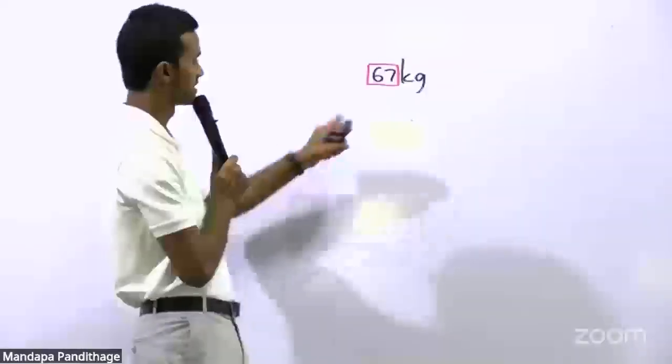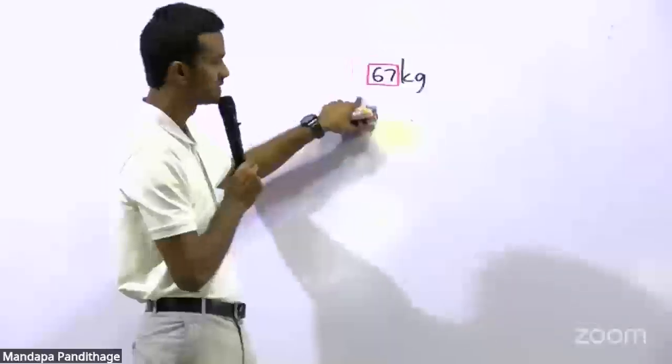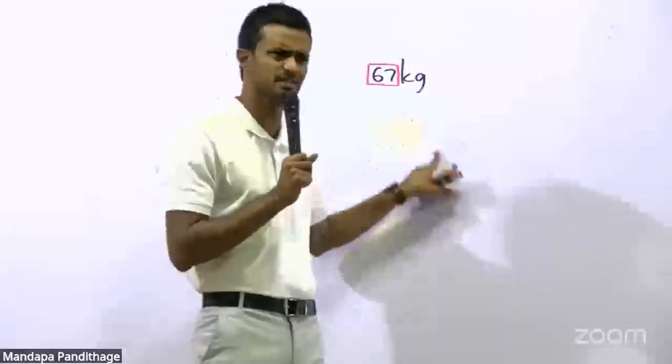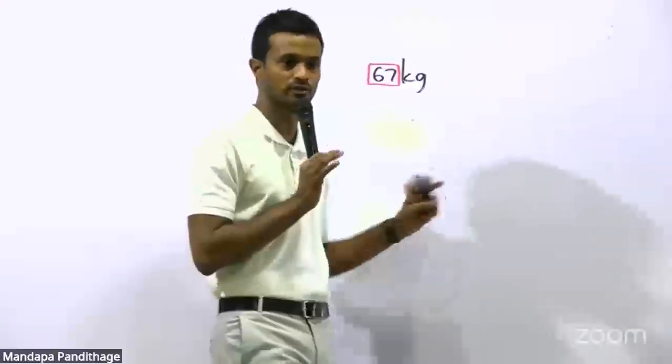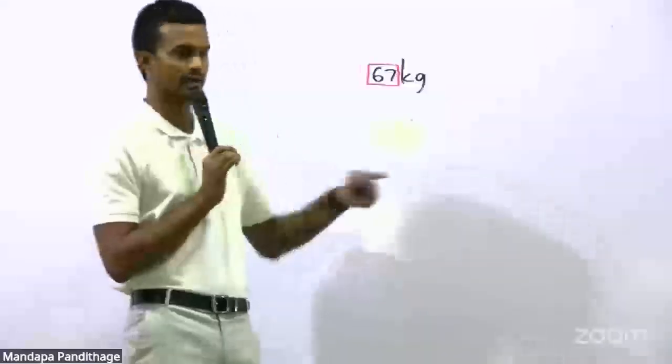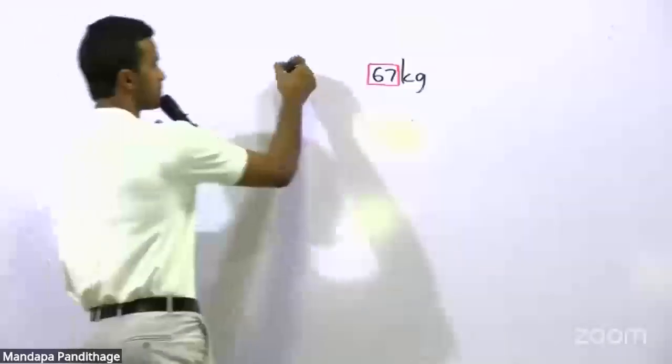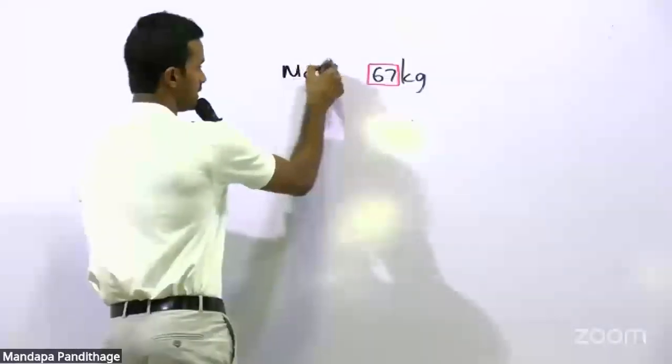So this is something like this. When I say my mass is 67, it doesn't sound familiar. But if I say my weight is, I know it because those two rhyme, weight and height. But as a science student, we know that is not the weight. This is the mass.